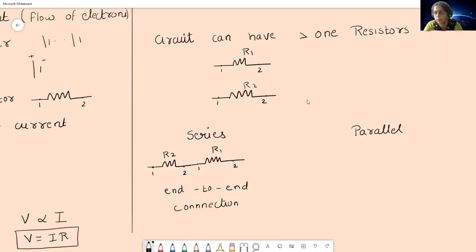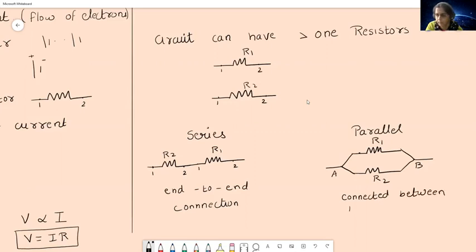Then in parallel, it is going to be different. If I have two resistors, say R1 and R2, the first terminal of each is going to be connected to one common point, say A. The other terminal, the second terminal, is going to get connected to another common point B. So here it is not end-to-end connected. It is connected between two common points. This is parallel connection.